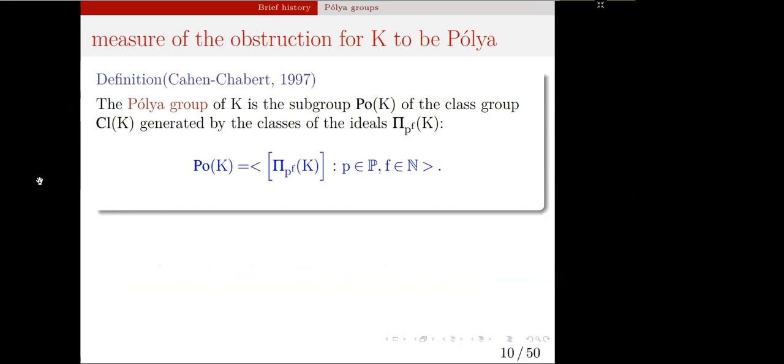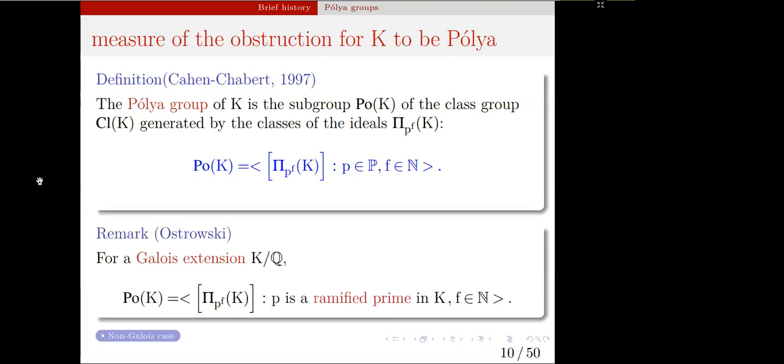Fifteen years after Zantema's paper, Cohen and Chabert, as a measure of the obstruction for K to be Pólya, introduced the notion of Pólya group, which we denote by Po(K), and which is defined to be the subgroup of the ideal class group of K generated by the classes of all Ostrowski ideals. And here is a simple but important remark due to Ostrowski that says whenever K over Q is Galois, then the Pólya group of K is generated by the classes of Ostrowski ideals for the corresponding ramified primes.